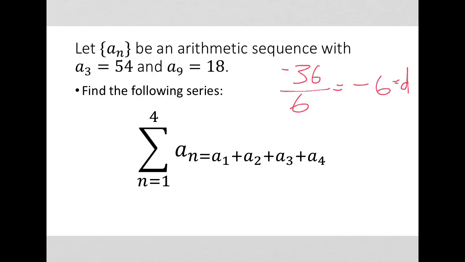Well, we want to find the first 4 terms and add them together. Well, we already know that the third term is 54 right there. If we want the fourth term, our common difference of d is saying all we have to do is subtract 6 from 54. So then the fourth term is going to be 48. Well, if we work in the opposite direction with the same logic, then the second term has to be 6 up. So we have to be at 60. And similarly, for the first term, we have to be at 66.